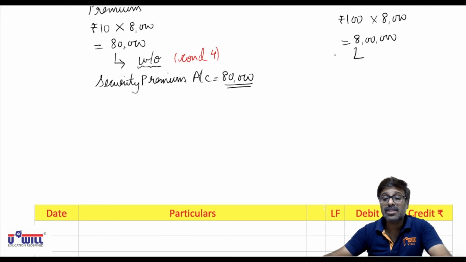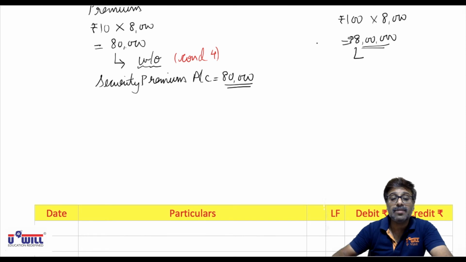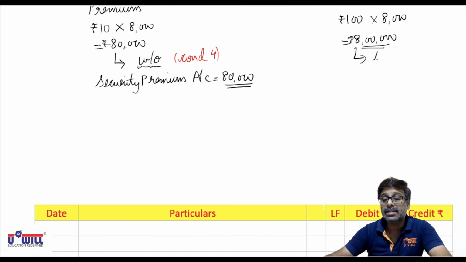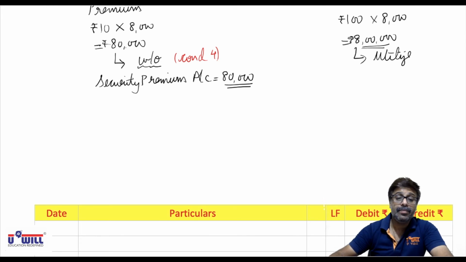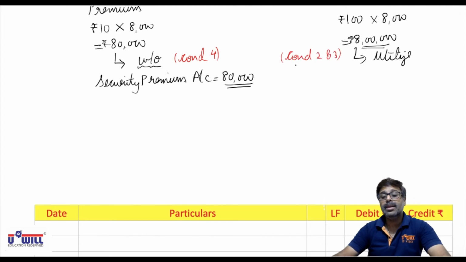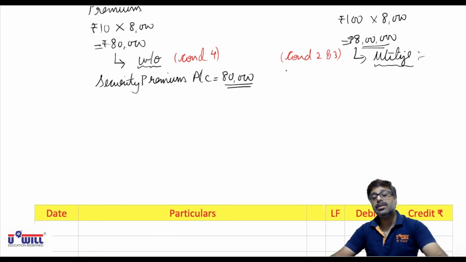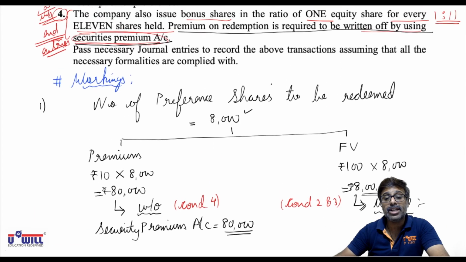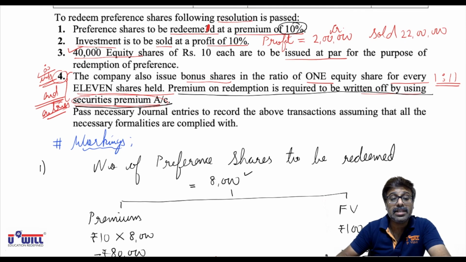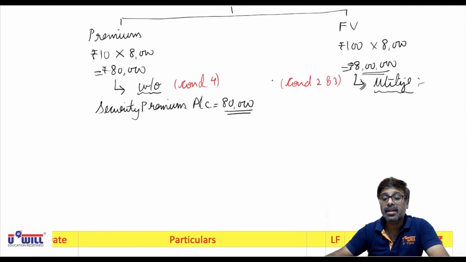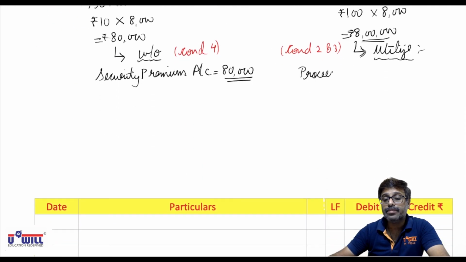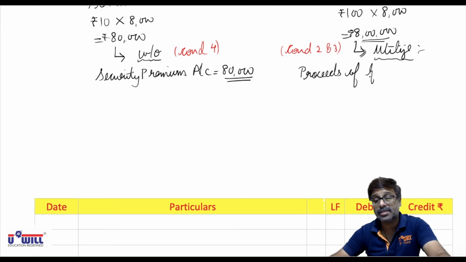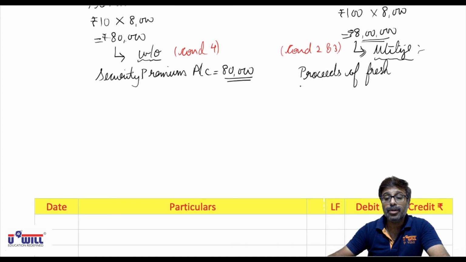Now, this face value of rupees 8 lakhs, how will we utilize it? Here we are going to apply condition 2 and 3 towards the face value. As per condition 2, you can redeem the preference shares from 2 sources: out of the profits of the company otherwise available for distribution of dividend, and second, out of proceeds of fresh issue of shares. Since in this question it is already given 40,000 equity shares of 10 each are issued at par, first we will use proceeds of fresh issue of equity shares.